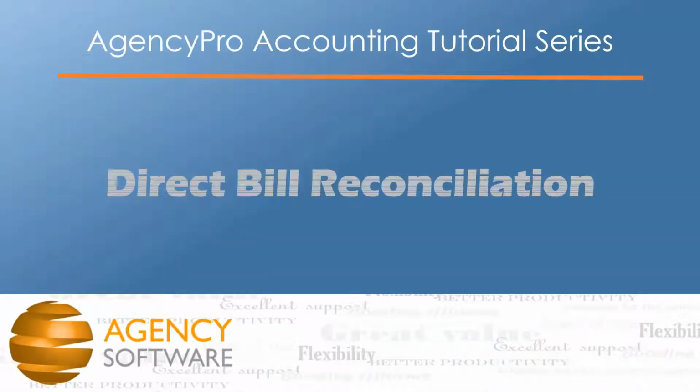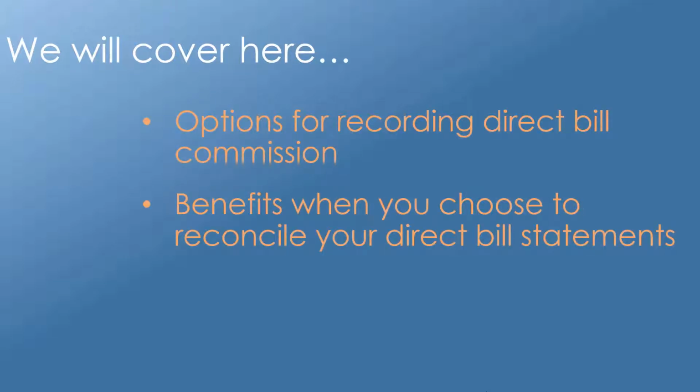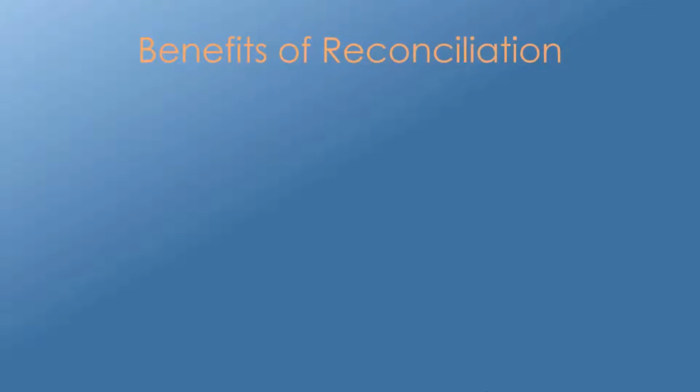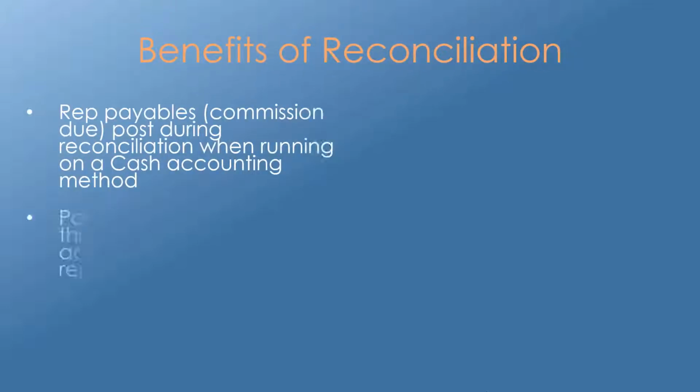The direct bill reconciliation process can be a valuable tool for qualifying your policy data. Each month, as you receive company commission, the policies that have been entered in AgencyPro can be proofed against the statement. Some agencies may choose to skip the reconciliation process and simply record the commission to either income or company receivable. However, many agencies need to utilize the reconciliation feature to take advantage of the full accounting benefits.